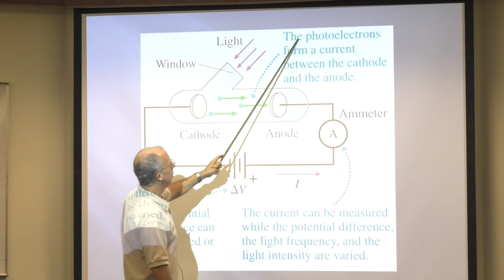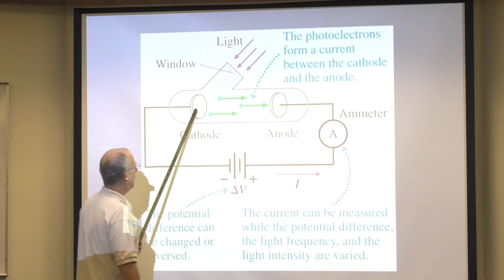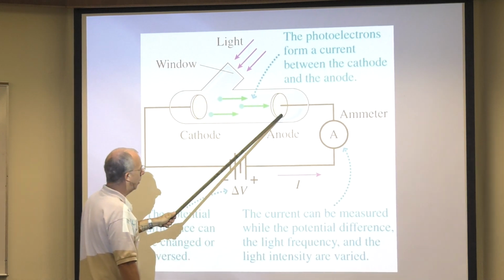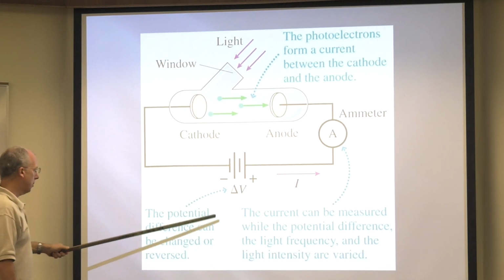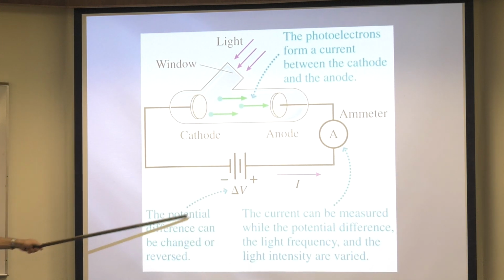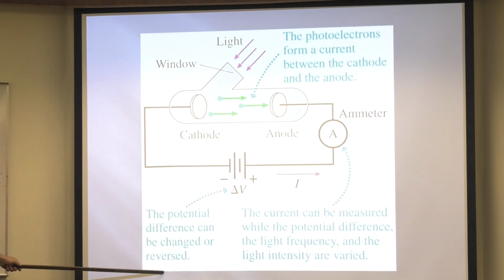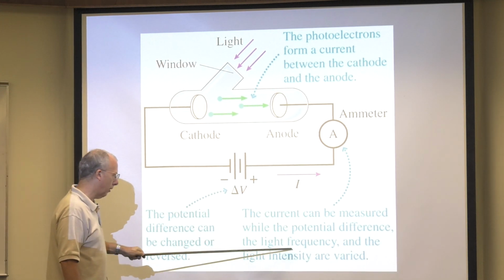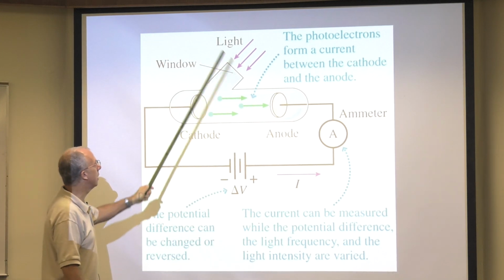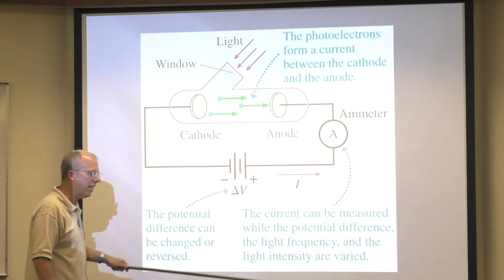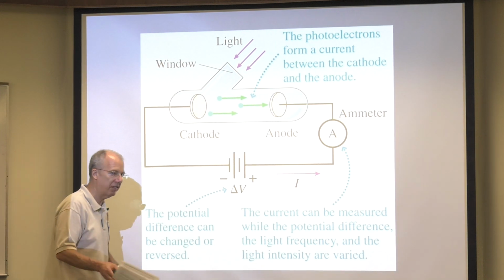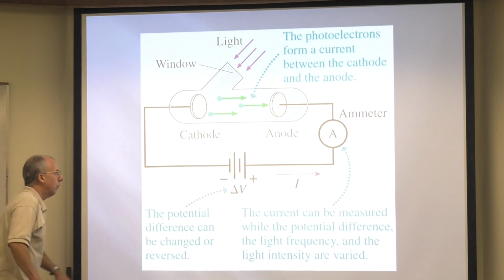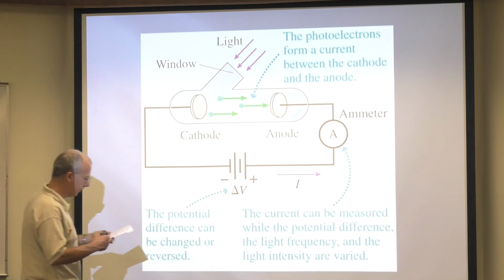So let's go through it. The photoelectrons that are emitted from this form a current between the cathode and the anode, so I have a complete circuit. There's the battery, so the potential difference, the voltage, can be changed or reversed, just like last time. The current can be measured, and the potential difference can be measured. The frequency of light can be measured. The light intensity, whether it's bright or dim, all that can be measured. So that's a modern photoelectric experiment.